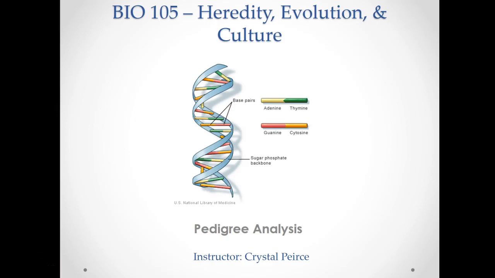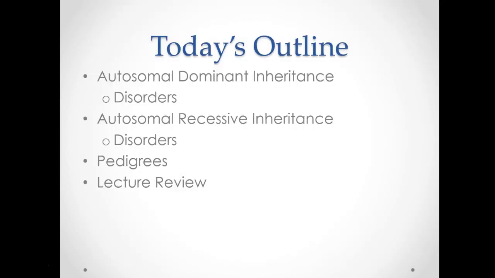Let's continue our discussion of Chapter 4. And in this lecture, we're going to be talking about something called pedigree analysis. So we're going to take this idea of single gene traits and translate it to inheritance disorders. We're going to take a look at autosomal dominant inheritance, that's a pattern of inheritance, and also autosomal recessive inheritance as a pattern of inheritance.